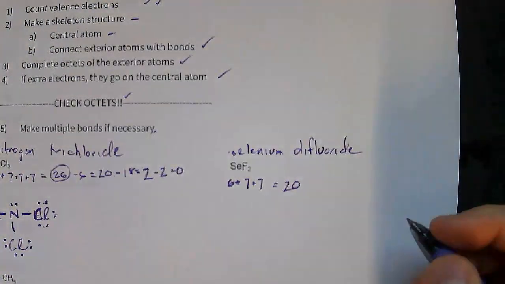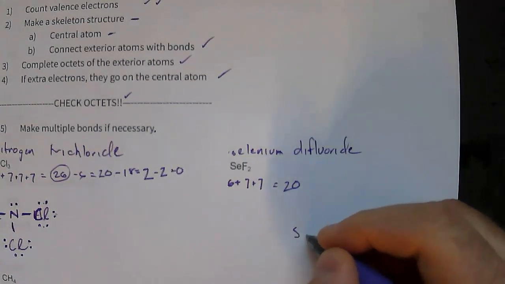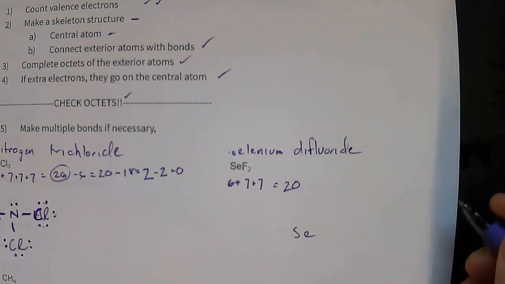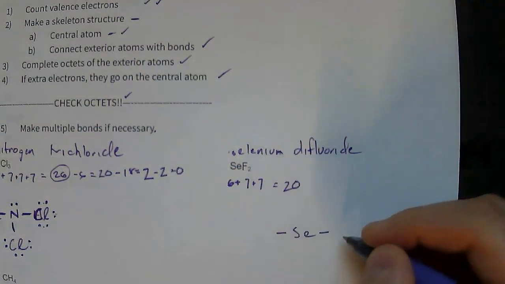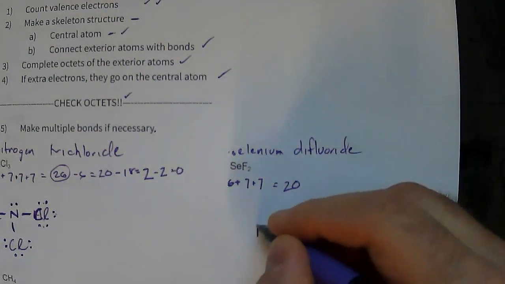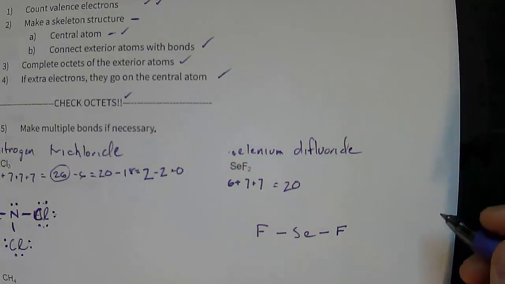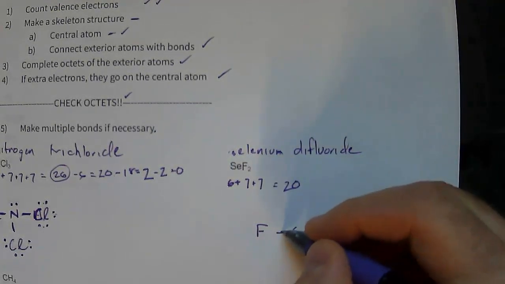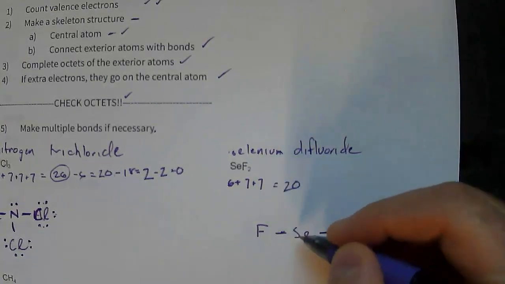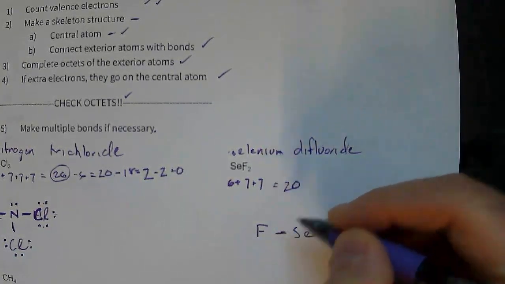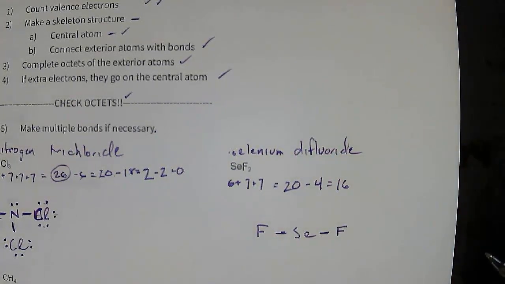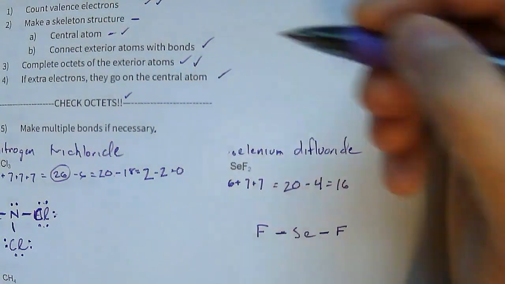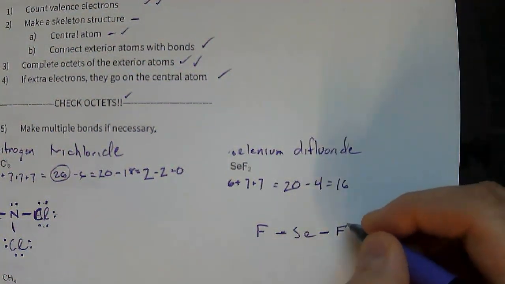So now let's make a skeleton structure. Selenium goes in the middle of our structure. That's the central atom. Now we're going to connect the central atom to the exterior atoms by making bonds. Each line again represents 2, so that's 2, 4, so that's minus 4, so we have 16 valence electrons left. So we're going to complete the octets of the exterior atoms.